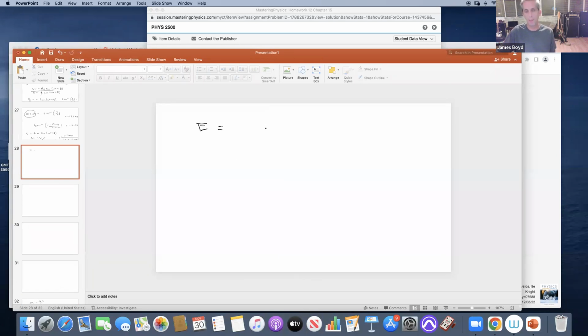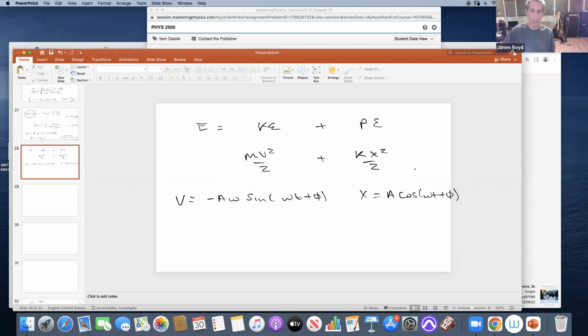The energy at any time is the kinetic energy plus the potential energy. The kinetic energy is mv squared over 2, and the potential energy is kx squared over 2. But remember that v is negative A omega sine of omega t plus phi, and x is A cos of omega t plus phi. Also remember that omega squared is k over m. Therefore, I get that the energy is m over 2 times A squared omega squared sine squared of all this plus k over 2 A squared cos squared of all this.